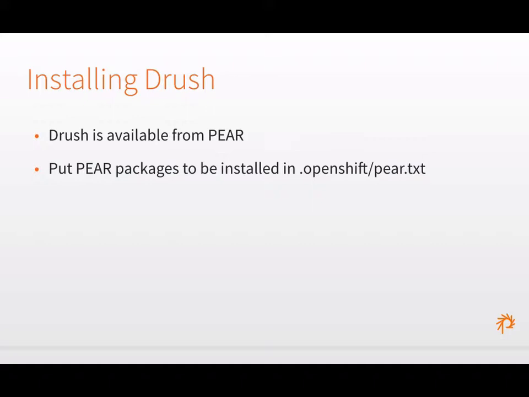Right. Yep. So that's not there yet, but any released version up to 6.2 works. It's a good point, and it's definitely on the radar. In this file, which is called .openshift/pear.txt, you can put in pear.drush.org/drush-6.0. You'll get it. If you need 5.9, great. You just change it, and on the next deploy, it'll install it for you.